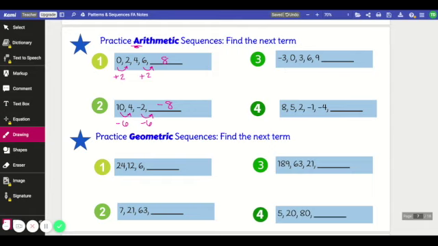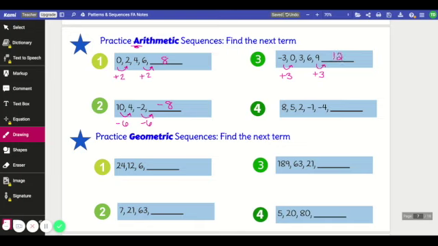Number 3. Okay, our sequence is getting larger with each term. So here I can see that if I add 3 to negative 3, I get 0. If I add 3 to 0, I get 3. So let's continue at the end. 9 plus 3 is going to give me 12.